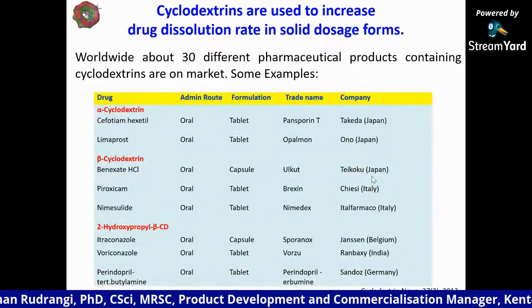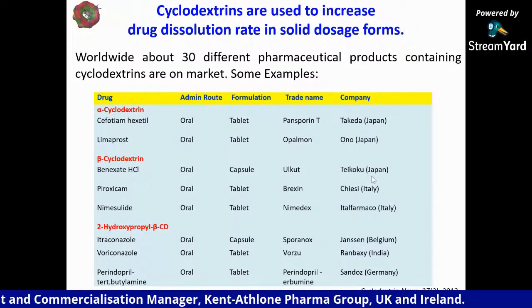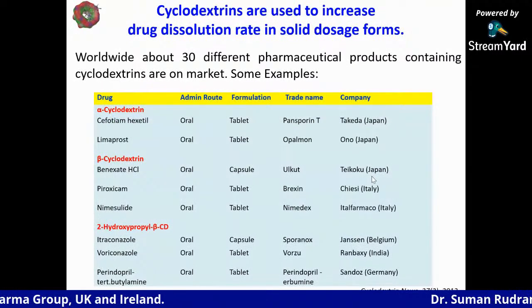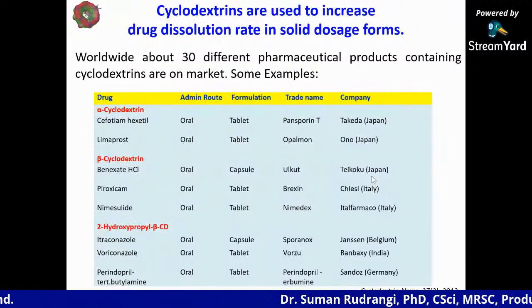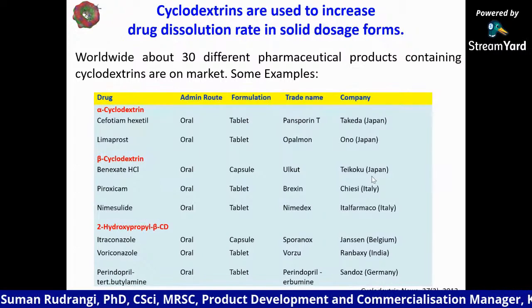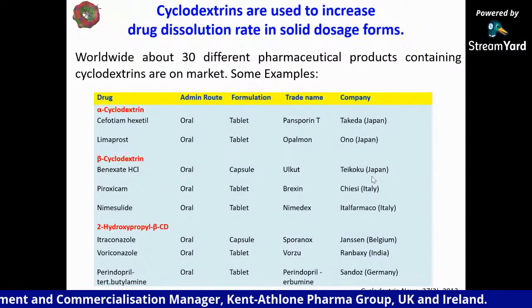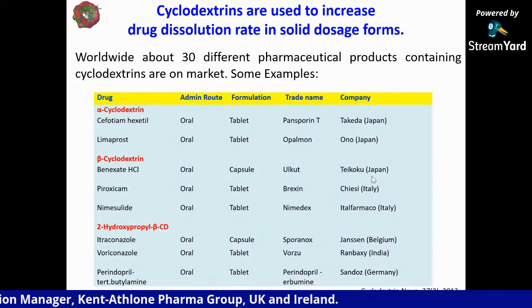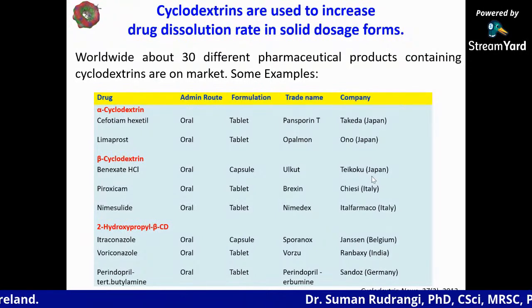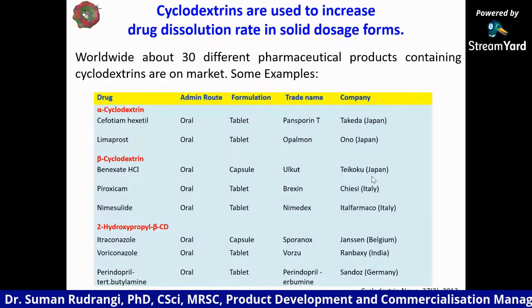Some of the examples are cefotiam hexetil and limaprost complexed with alpha cyclodextrin, available in tablet form. We can see Pansporin and Opalmon, marketed by the companies Takeda and Ono in Japan. And beta cyclodextrin complexes with benexate, piroxicam, or nimesulide, available as capsules or tablets in the Japanese and European markets. And complexes of antifungals like itraconazole or voriconazole with hydroxypropyl beta cyclodextrin are available in the form of capsules or tablets. These are various examples.